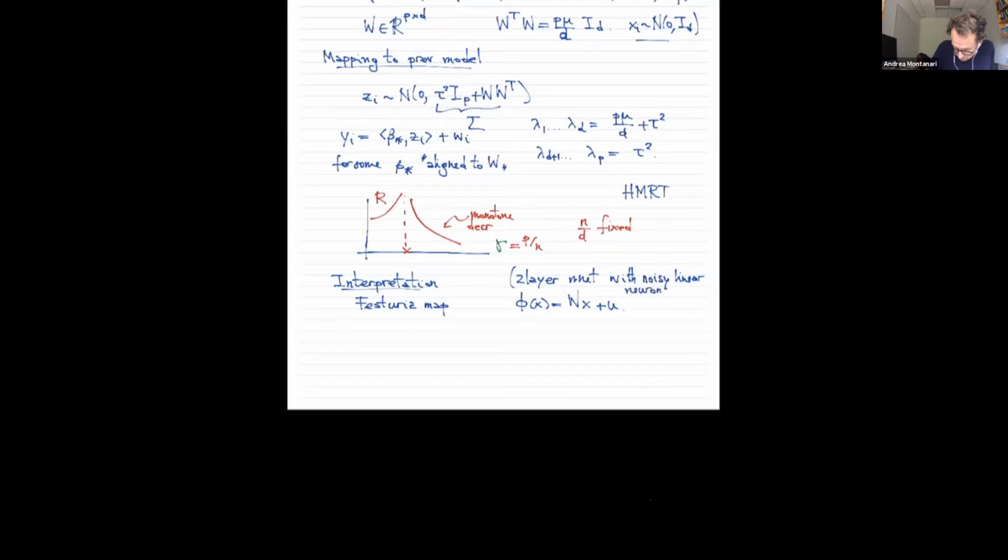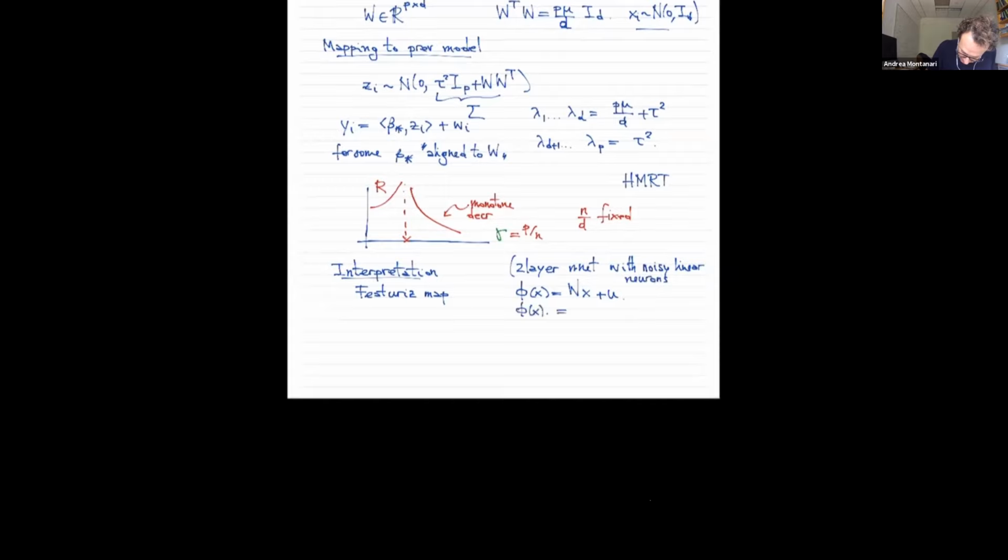Each component of this is computing W times X, WI times X plus UI. So it's a neuron that is doing something a bit silly. Instead of computing ReLU, it's computing a linear function and adding noise, okay? Despite what it's doing being silly, the phenomenology of the risk curve is what we wanted to reproduce.